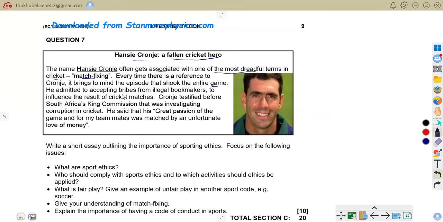He admitted to accepting bribes from illegal bookmakers to influence the results of cricket matches. Then the coach testified before the South African Commission that was investigating corruption. He said that his great passion for the game and his teammates was marred by an unfortunate love of money.